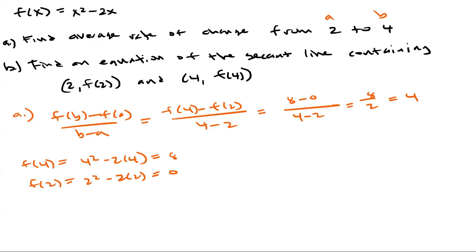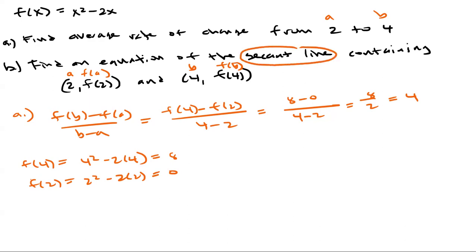Find the equation of the secant line containing those two. So again, as you notice, this is my A, and here's our B. So this is going to be f of A, and this is our f of B. So first of all, let's talk about what the word secant line means.